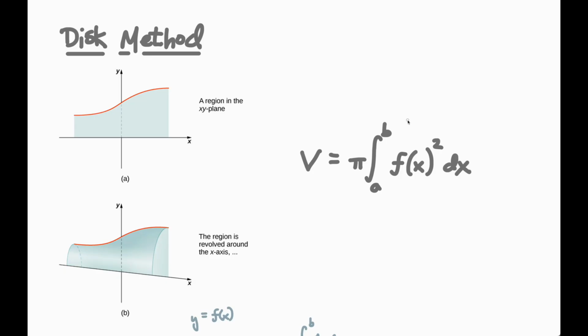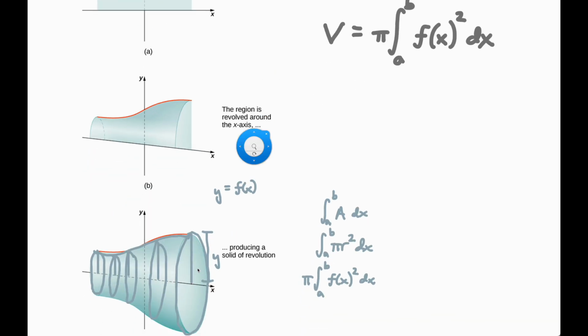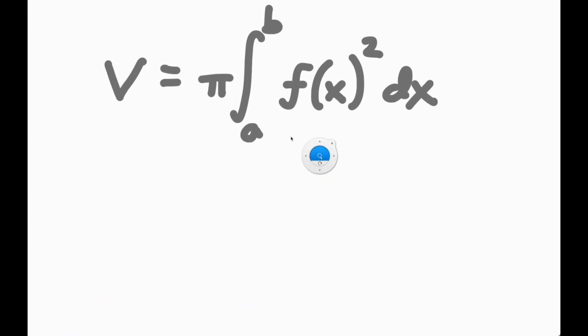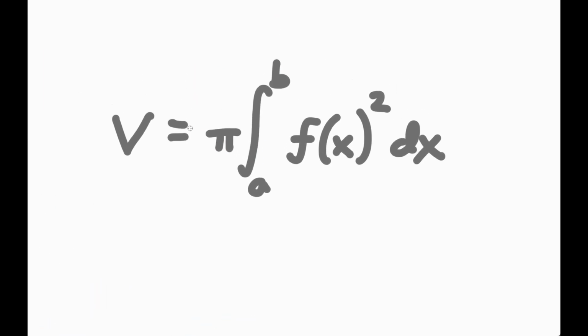And it is important to note, we could revolve around the y-axis if we wanted. We would just have to change all those x's into y's. It's the same exact formula. It's called the disk method because essentially it's just a bunch of disks, a bunch of circles that are stacked horizontally, and you're just adding up all those circles. But this is super important, this disk method formula. This is what we're going to use to find the volume of these solids of revolution.